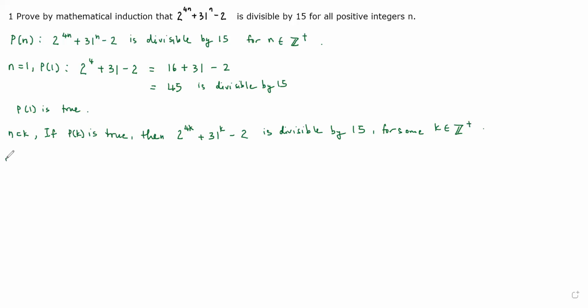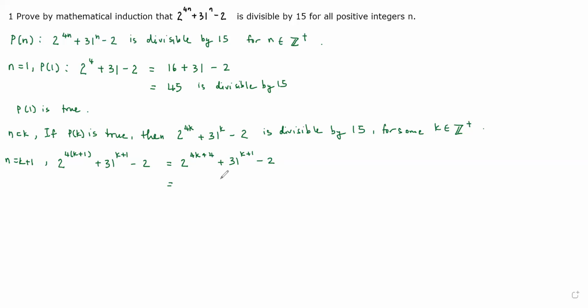We need to now check that when n is k plus 1, the next case is also true. We replace n with k plus 1, and we have 2 to the 4, k plus 1 plus 31 to the k plus 1 minus 2. That will give us 2 to the 4k plus 4 plus 31 to the k plus 1 minus 2.